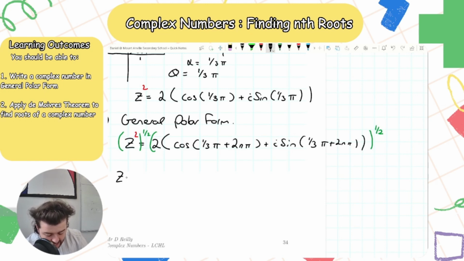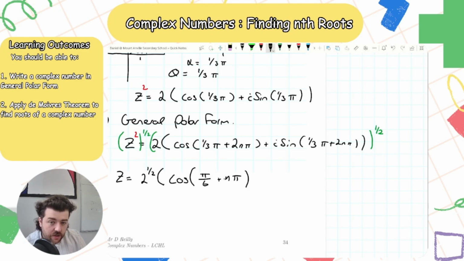So z is going to be equal to 2 to the power of a half times cosine, bracket. Now I multiply my entire argument by a half. So it's going to be a third pi times a half, which gives me 1/6 pi, or pi over 6, because a third times a half is 1/6, plus 2n pi times a half is just going to be n pi. Now you don't need to do it out here like I'm doing. You literally could just put it in your calculator and multiply it all by a half, but you just have to remember to get your brackets right, so you're multiplying the entire argument by a half. So plus i sine, and then same over here, pi over 6 plus n pi.